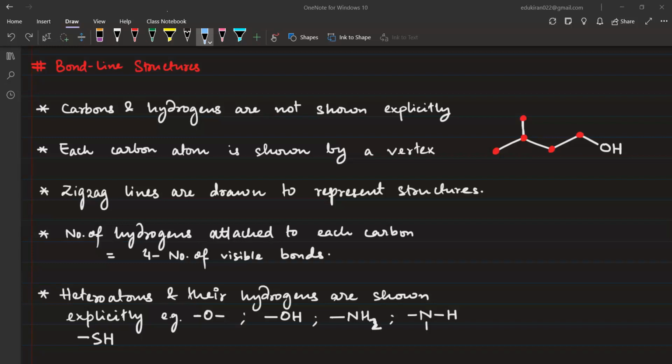At the end, for example, this is a carbon atom, but here many people consider this also a carbon atom. That is not a carbon atom. Is that point clear? Yes or no? Please tell me. Yes, sir. Okay. This is not carbon.